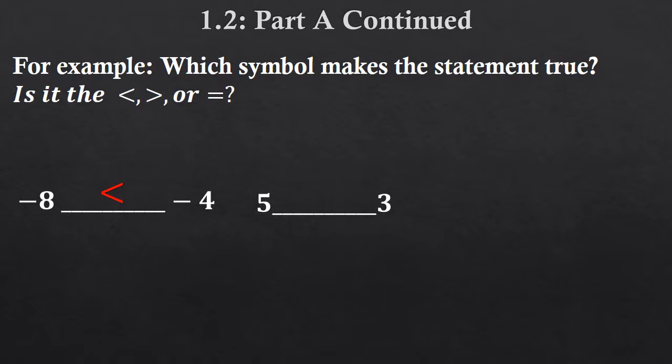Which symbol makes this statement true? The greater than symbol. Why do we say this? Because when it comes to positive numbers, the further to the right of 0 a number is, the greater the number. And what symbol makes this statement true? It would be the equal to. Why do we say this? Because -7 is not less than itself, nor is it greater than itself. It's equal to itself.